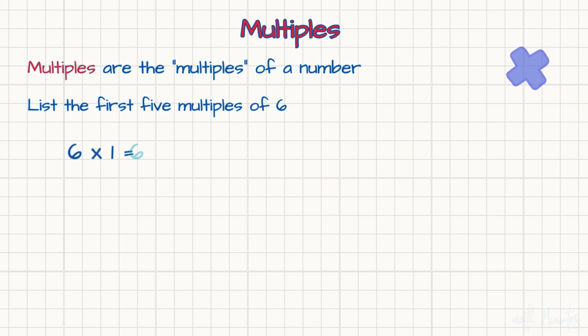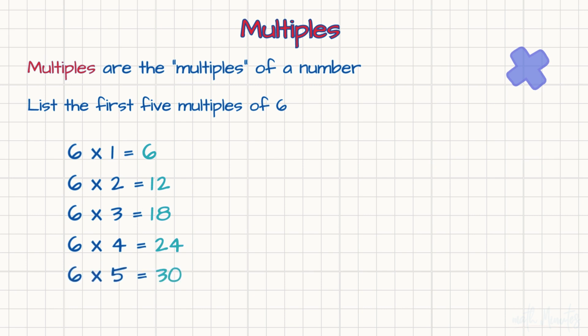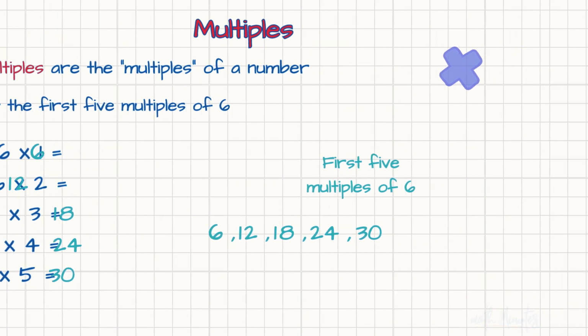So, 6 times 1 is 6, 6 times 2 is 12, 6 times 3 is 18, 6 times 4 is 24, 6 times 5 is 30. By doing this, we generate the multiples of 6. If we wanted to find more multiples of 6, we can simply keep going. You can think of these as a sequence of numbers that keep increasing by the given number.